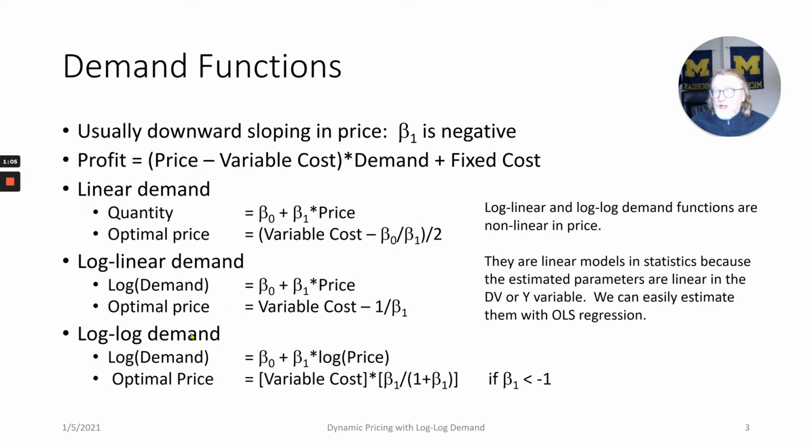You just take your variable cost or your unit cost and you subtract off 1 over beta 1. Today we will look at the log-log demand, where log demand is a linear function of log price, and then you end up with a multiplicative markup, where you just take your variable cost or your unit cost and then multiply it by this factor. You just need the side condition that beta 1 is less than minus 1.